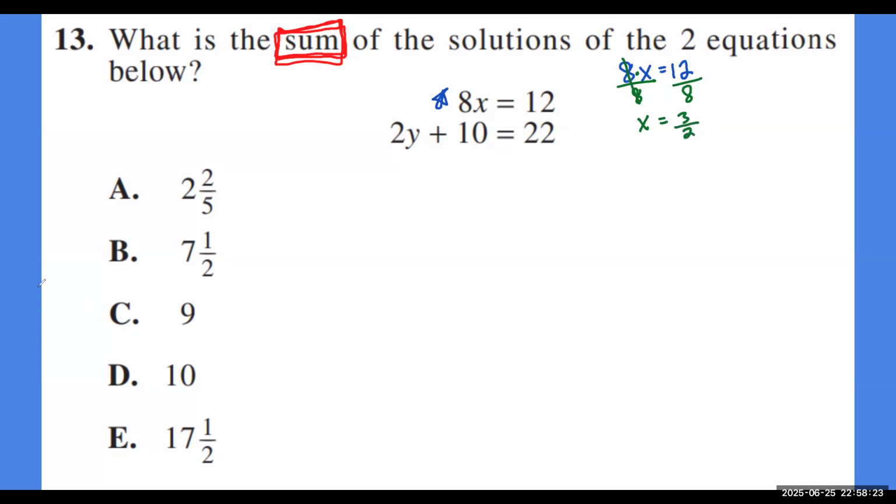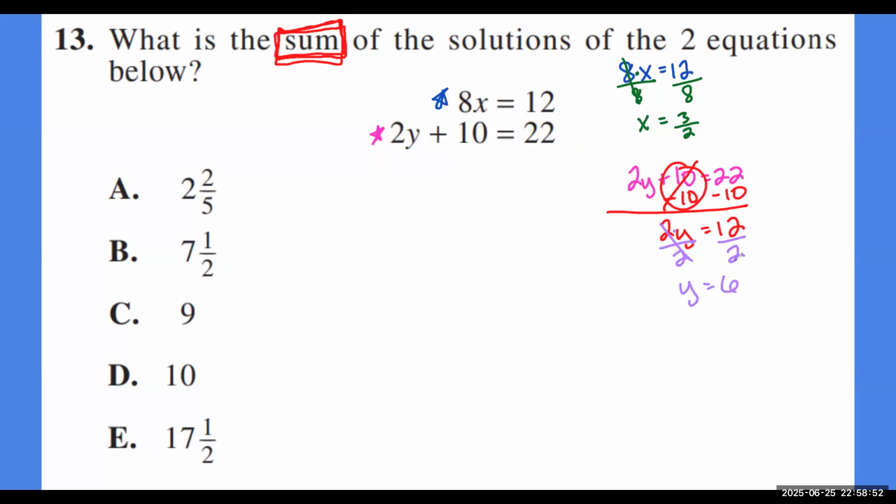All right. The next equation is 2y plus 10 equals 22. This is a two-step equation. So I'm going to have to undo the addition first by subtracting 10 on both sides. That gives me a 0 pair. So I have 2y equals 12. And then I'm down to the last step to undo multiplication with division. So we're going to divide both sides by 2. So we get y equals 6.